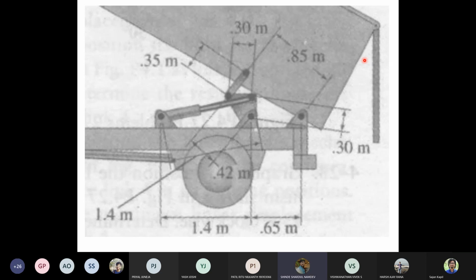Sir, I am getting 14-degree angular displacement. 14. Okay, yes, good, sir. Now you guys are experts in this. Good. 14-degree. Who else?